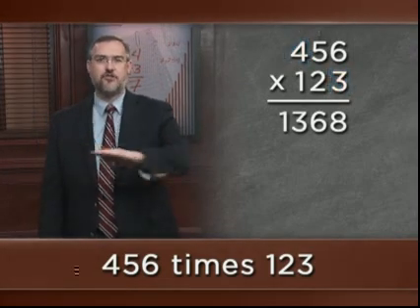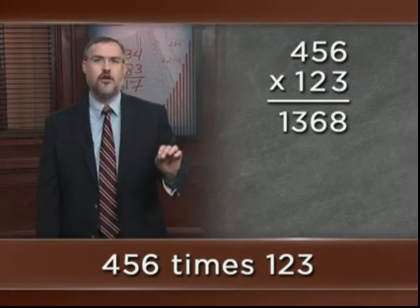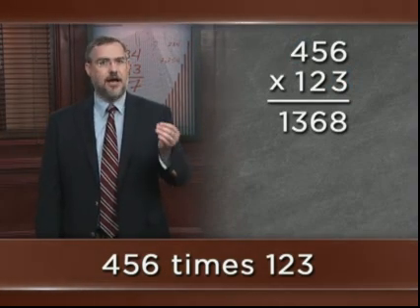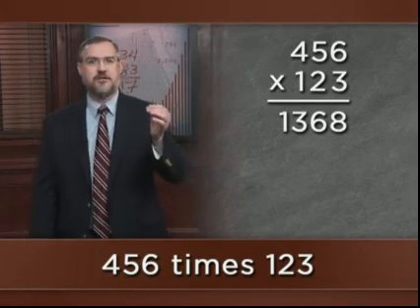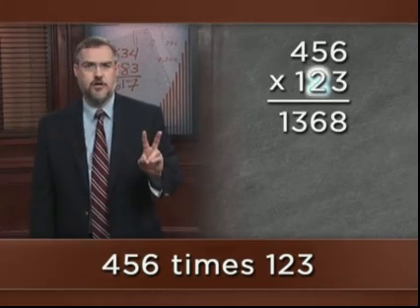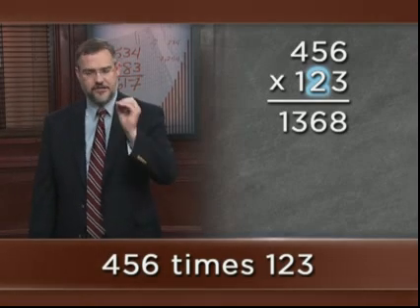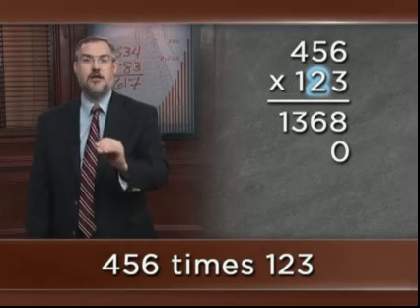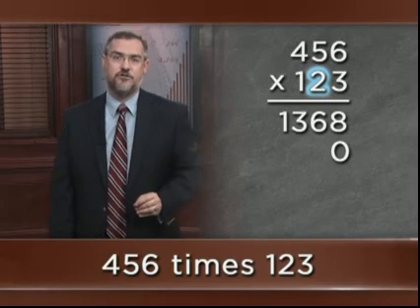So now the first line in my answer section is done. It should read 1,368. Now, I need to start a second line in the answer section so that I can multiply by the 2 that's in 123. And I need to be sure to write in that 0 in the units digit of that second line, because the 2 is actually in the tens digit of 123.